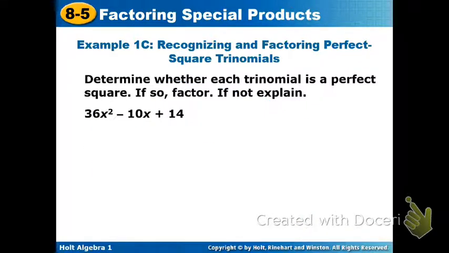How about this one? 36x squared minus 10x plus 14. Let's determine whether this one is a trinomial square. This kills it, right? 14 is not a square. We're going to get a huge number. We can try it. Okay, so this one doesn't work because that 14 is not squared.